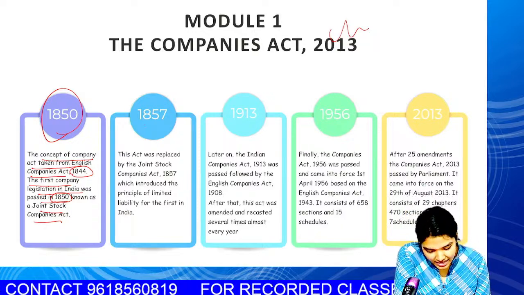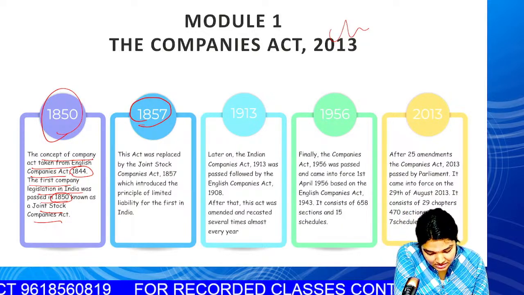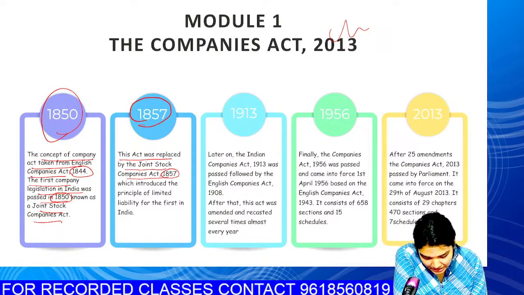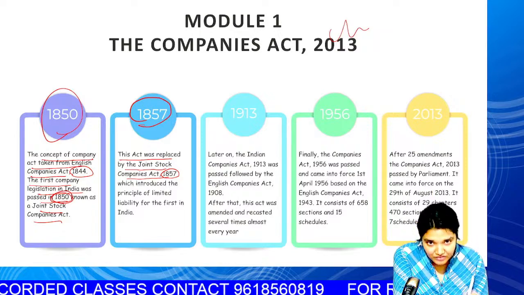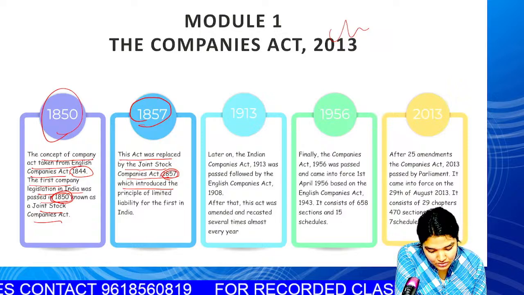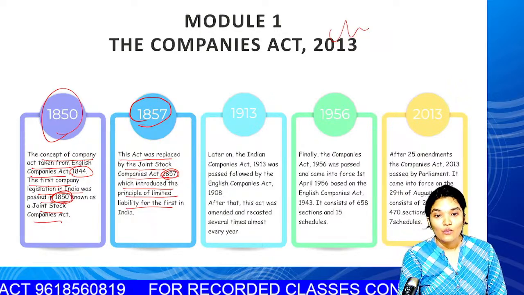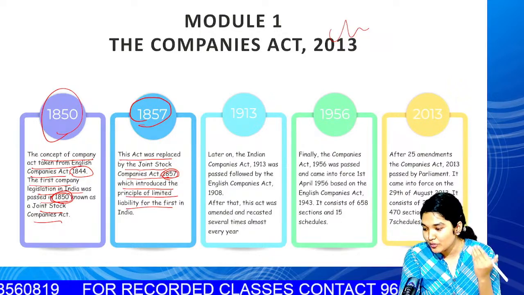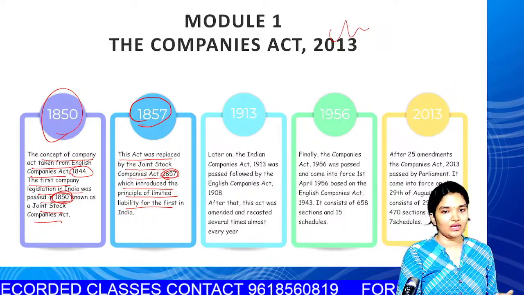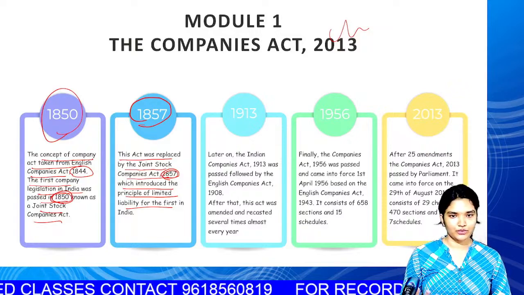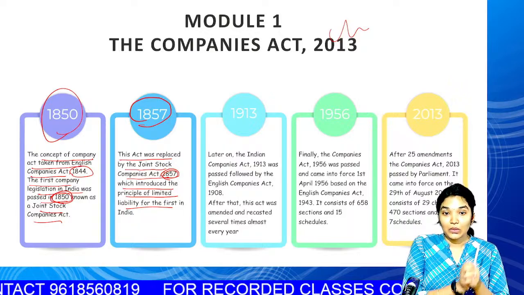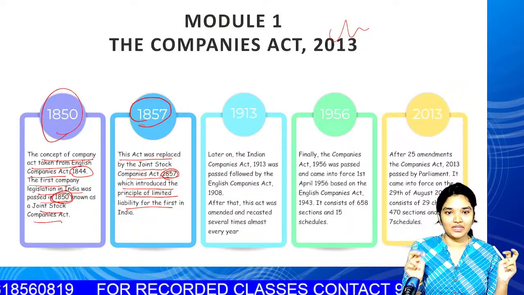So the next phase of the Companies Act is this act was replaced by the Joint Stock Companies Act 1857. So the first act was Joint Stock Companies Act 1850, and the second is the Joint Stock Companies Act 1857, which introduced the principle of limited liability. Why are all the organizations or business entities being converted into a company, or why are they incorporating as a company? We have many other organizations like partnership firm or sole proprietary firm. Yes or no? But why are we choosing company? The one main advantage is the limited liability.